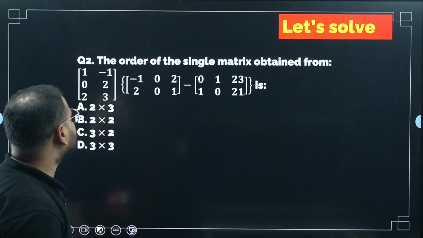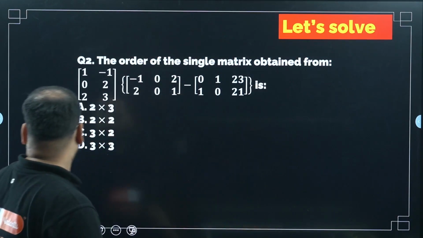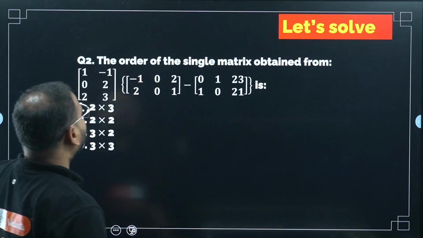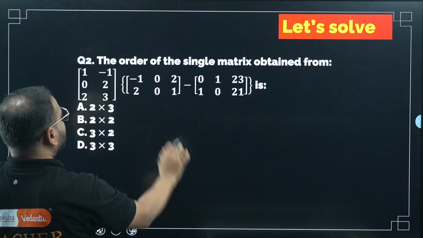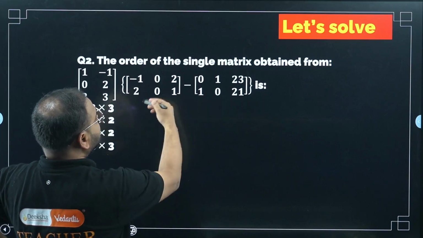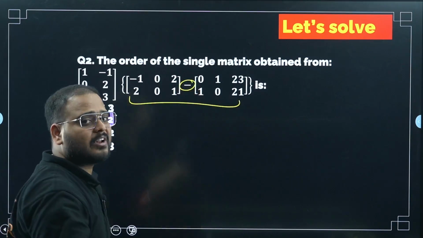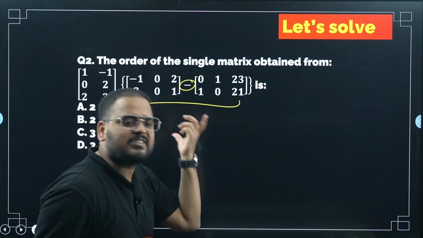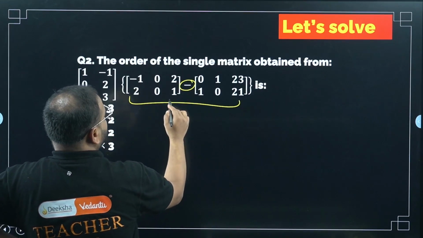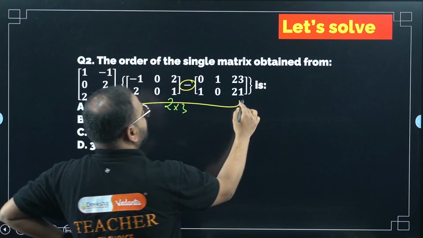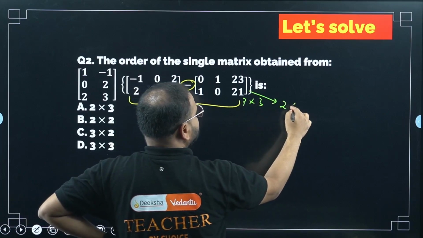Now the simplest question. The previous question took a lot of time; this one will take the least amount of time. Let's check. The order of the resulting matrix: we have to find the matrix that we are getting from here. This is a multiplication, and this is subtraction, right? Check the sign. Subtraction means the order has to be the same. The resulting matrix will have the same order. What is this order? This is 2 cross 3. This is also 2 cross 3. The subtraction will again be 2 cross 3.